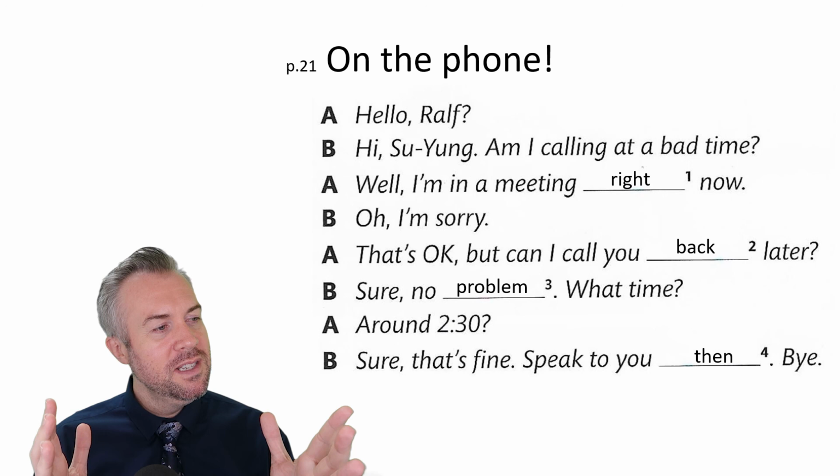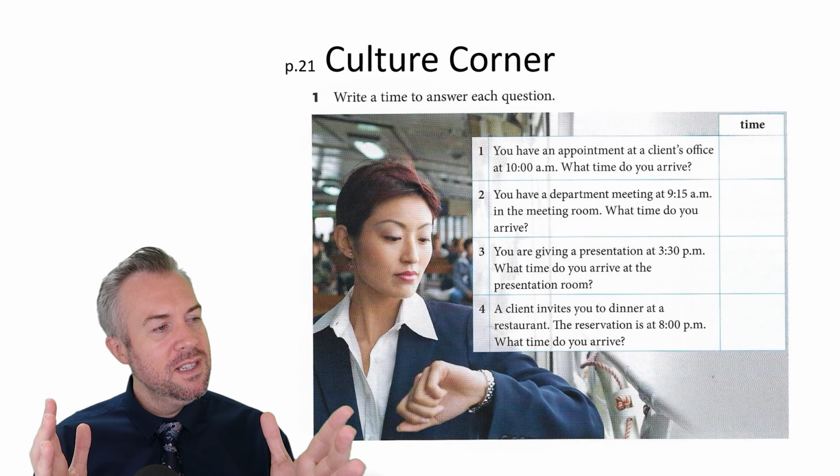The last activity on page 21, the final activity of Unit 3 on page 21 is Culture Corner. Here we look at different situations and choose times to do different actions. Number 1 says, you have an appointment at a client's office at 10 a.m., at 10 o'clock in the morning. What time do you arrive?